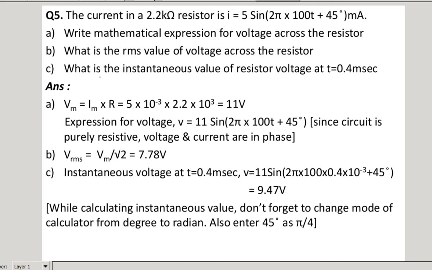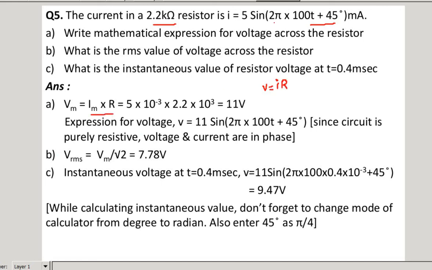Here, in the next problem, the current in a 2.2 kilo ohm resistor is I is equal to 5 into sine of 2 pi 100 t plus 45 degree milliamperes. Here you have to note that the current is given in milliamperes and the resistance is given in 2.2 kilo ohms. Write the mathematical expression for voltage across the resistor. Here the circuit is purely resistive. So, as we know, V is equal to I into R, we can write Vm is equal to Im into R.